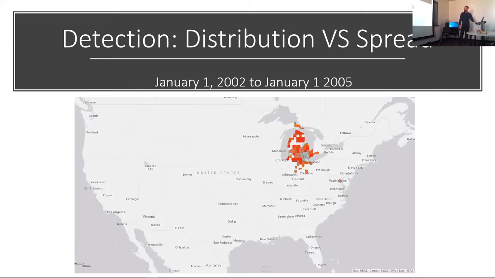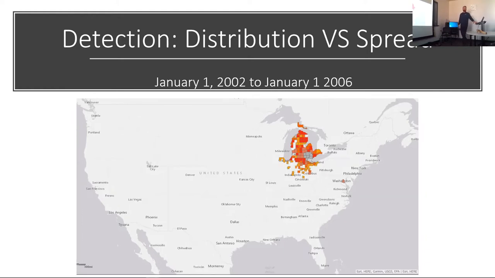So we're at 2005 now. Graduating high school at that time. 2006, I think I was in Sharon Springs at that time. 2007. So you can see it really does appear like it's spreading. You're capturing some spread, but you're also mapping the distribution. Two different things.